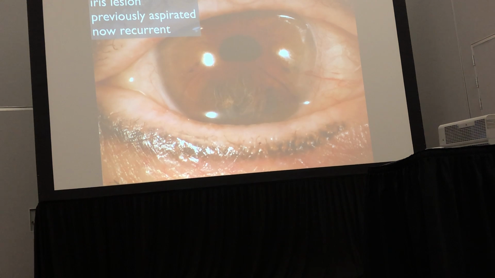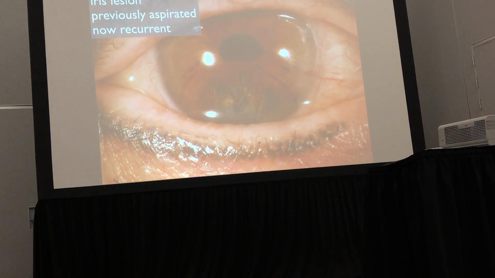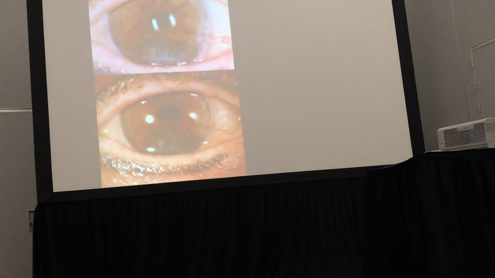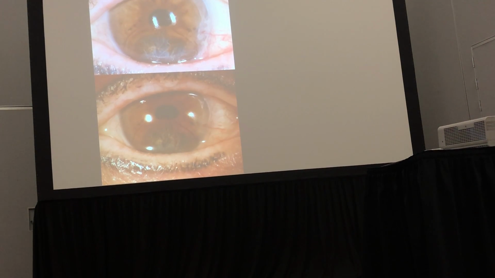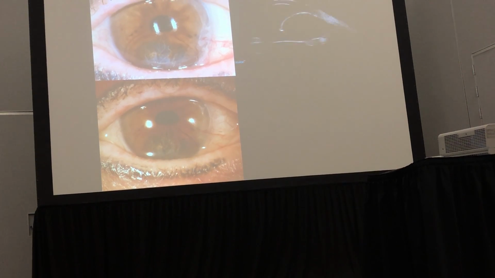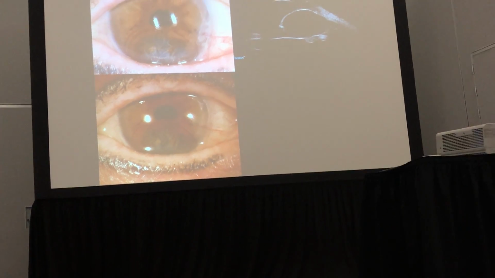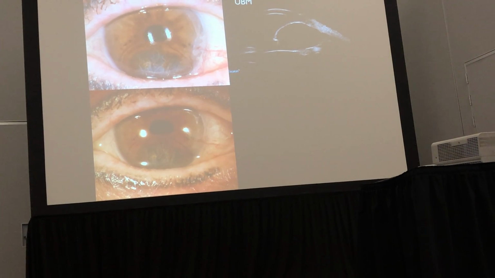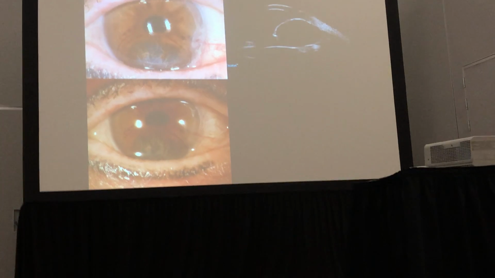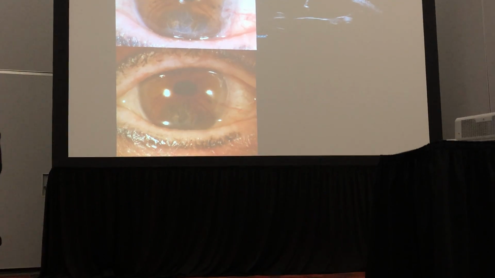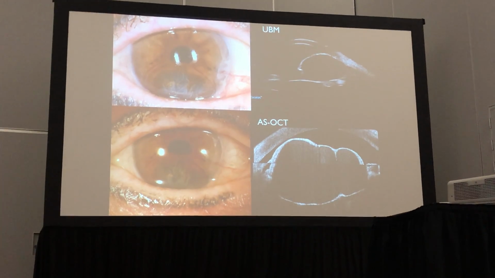Case number 2, an 84-year-old patient with an iris lesion, previously aspirated, now it's recurrent. So you can see the original lesion, now it looks a little bit bigger on the top. We get UBM, again, it shows the front and back margins, it shows the lateral extent. This is good imaging, but actually we get better imaging on ASOCT, beautiful imaging.